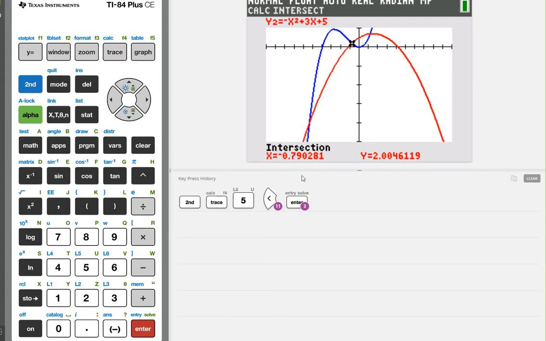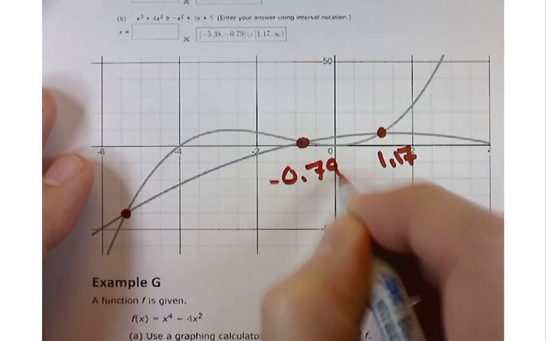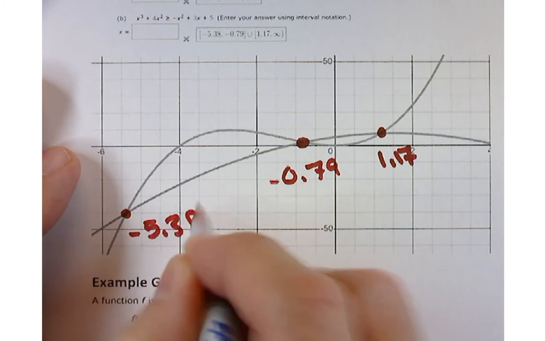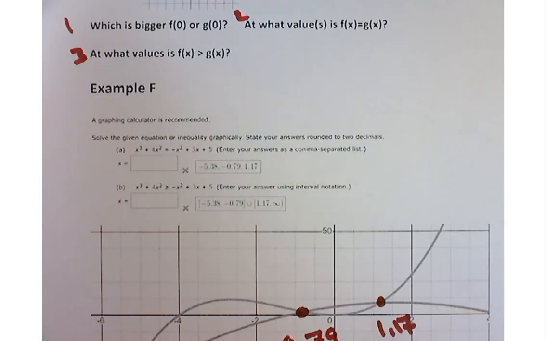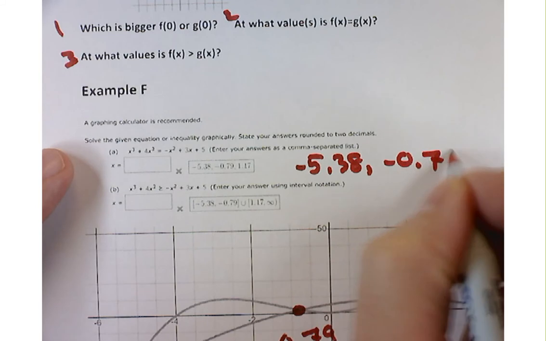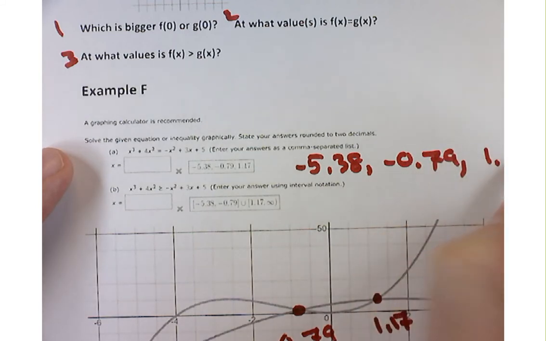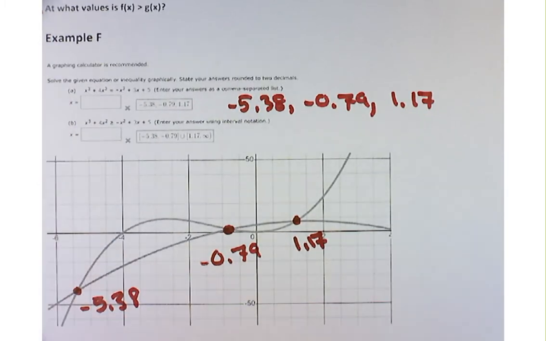Okay, so negative 0.79, and then this ended up being negative 5.38. So those are your 3 answers up here for this first part, where do these intersect each other? So negative 5.38, negative 0.79, and 1.17. Beautiful. The next part of it says, where is the first function greater than the second function? All right, we're going to have to think a little bit on that one.